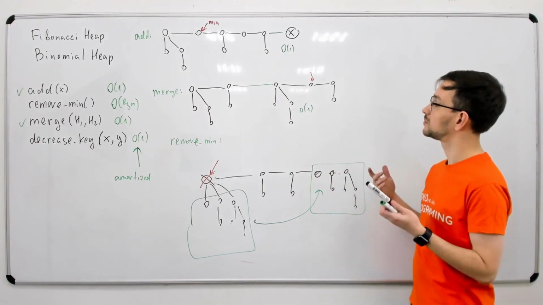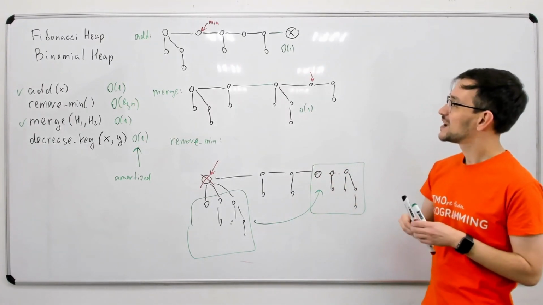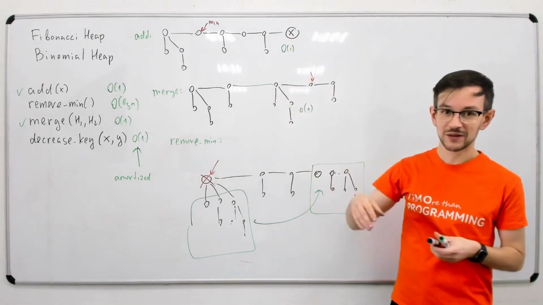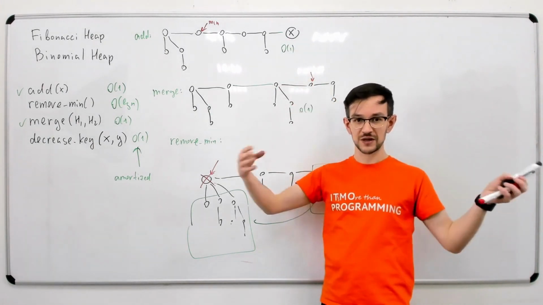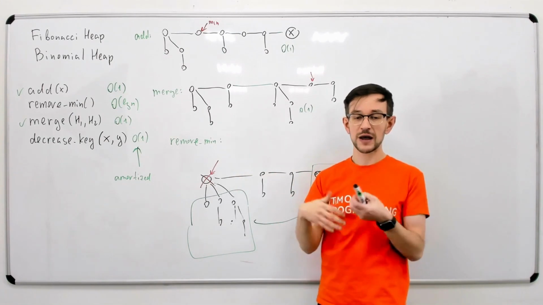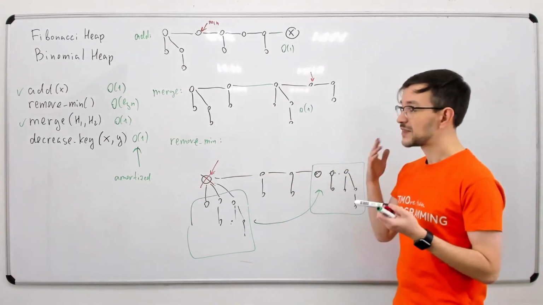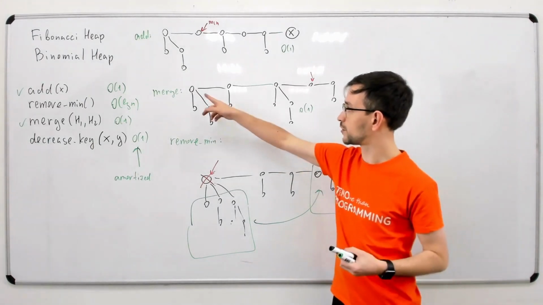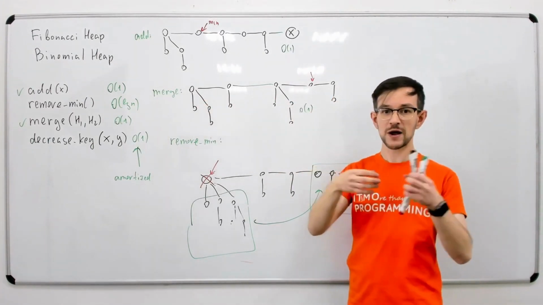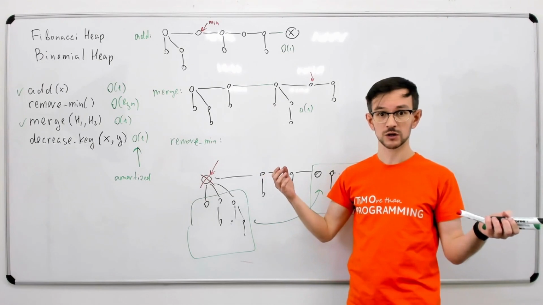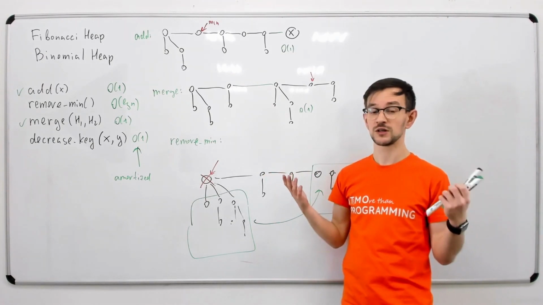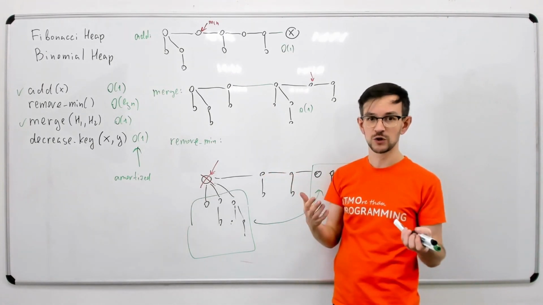It's not that easy. Because if you add elements one by one, then in the end you have the array of elements, and you cannot find the next minimum fast. To find the next minimum, you need to check all the roots of all the trees. And you may have up to n trees at this point. So you just cannot do it fast.